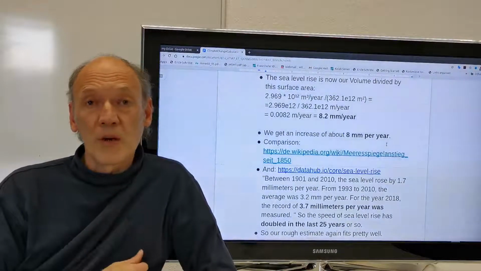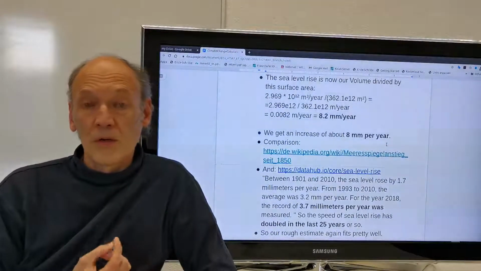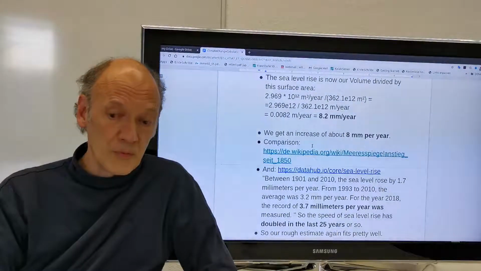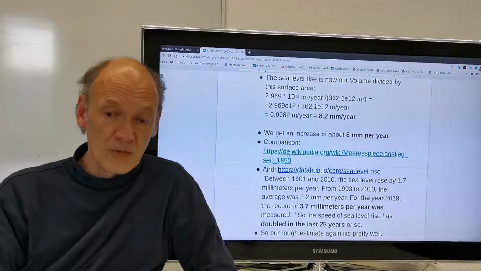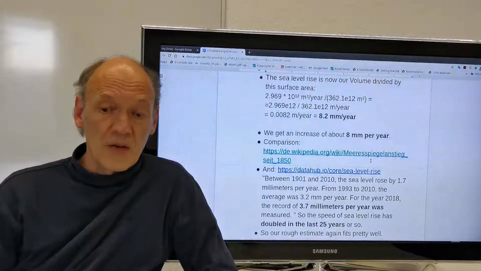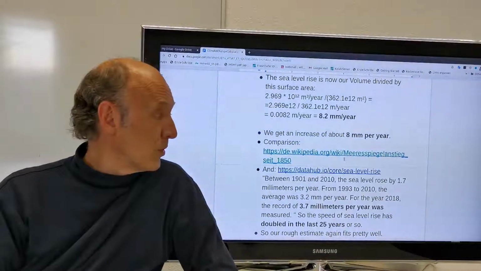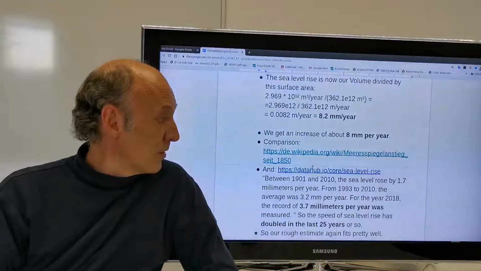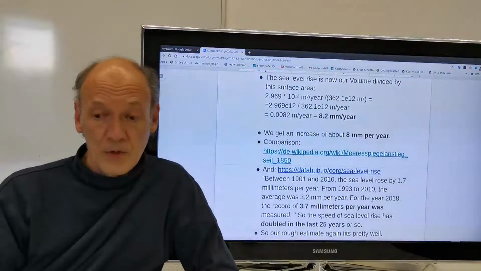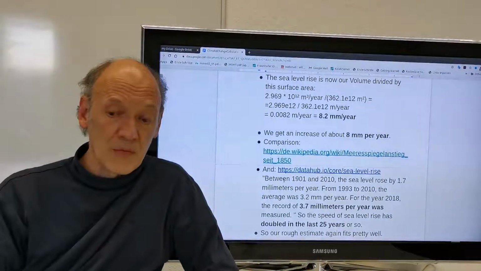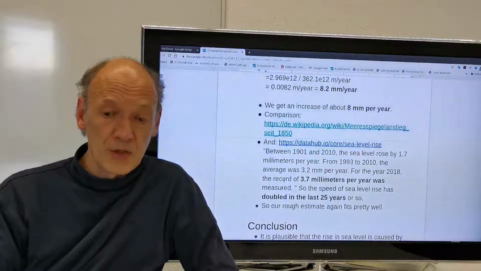And of course, we have to double check it to see if it's plausible. And we do that by comparison with two sources. One is this Wikipedia page on sea level rise. Again, the German one, because that's where I got the numbers. And here I have this open data web page about the sea level rise. And here I found this citation.